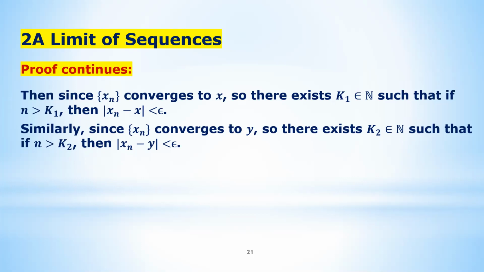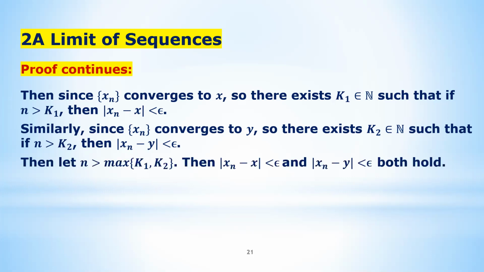Now, what we can do first is this: when n is greater than k1, you have the first inequality. Then when n is greater than k2, you have the second inequality. But k1 may not be exactly equal to k2. So I want to choose n large enough so that both happen. We can do this by choosing n greater than the maximum of k1, k2. So when n is greater than the maximum of k1, k2, obviously both inequalities should hold.